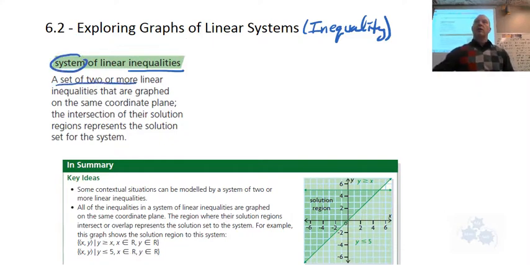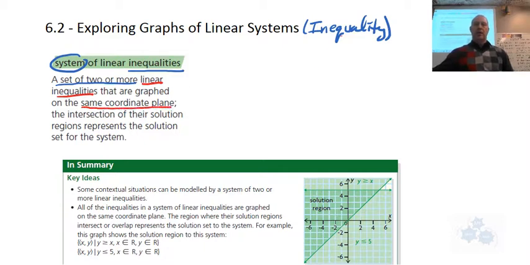Okay? So we're talking about a system. We're talking about more than just one thing. There's other things that are happening at the same time. And two or more of what? Well, linear inequalities, just like we've been working with in 6.1. They are graphed on the same coordinate plane.